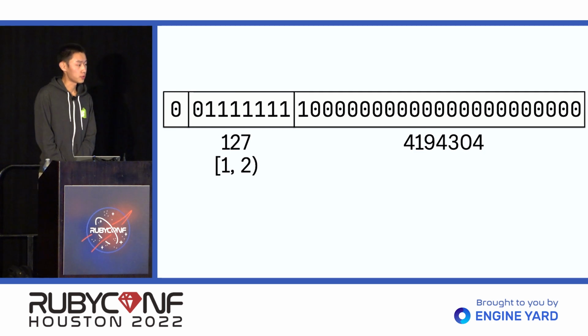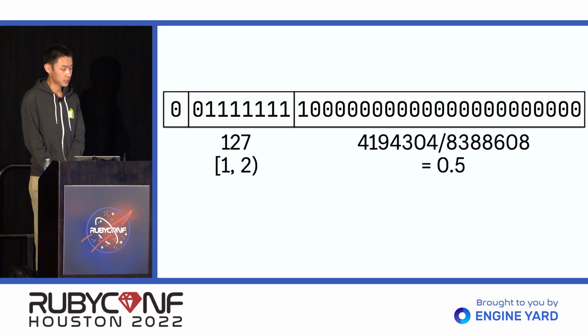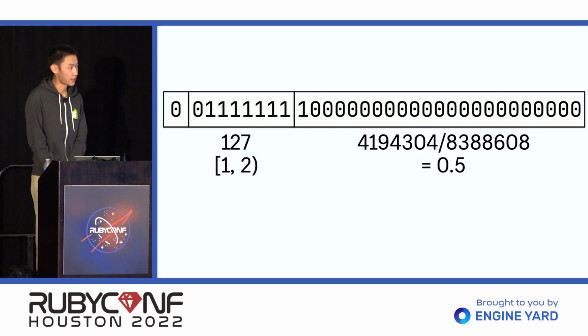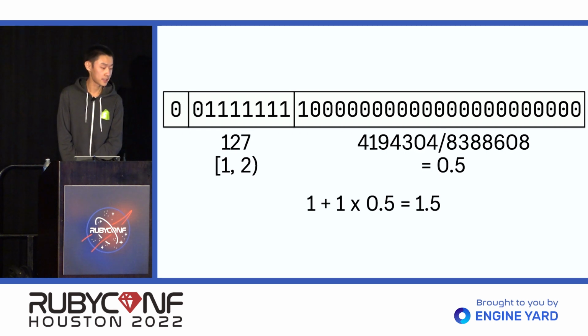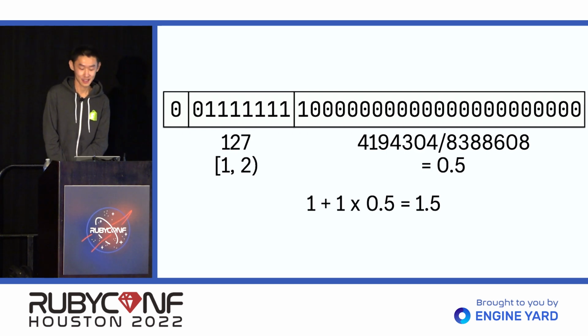We can divide it by 2 to the power of 23, which is this 8.38 million number, and we get 0.5. This means that we are halfway in the range between 1 and 2. And we can calculate this to be the number 1.5. Ladies and gentlemen, there we have it. 1.5 is the midpoint between 0 and infinity.